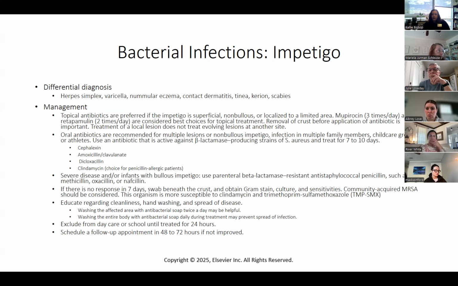Ideally, you want to use an antibiotic that's active against beta-lactamase producing strains of Staph aureus. So Keflex, Augmentin, those are the big ones. You can also use clindamycin for penicillin allergic patients. There is a growing resistance to clindamycin in our region specifically.